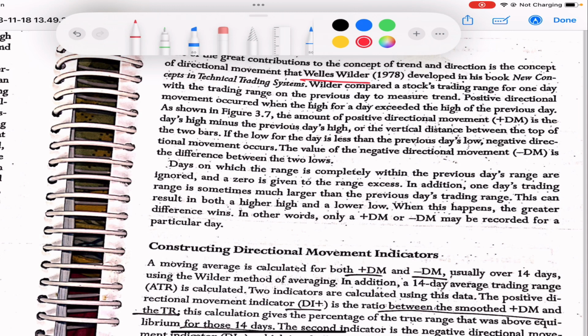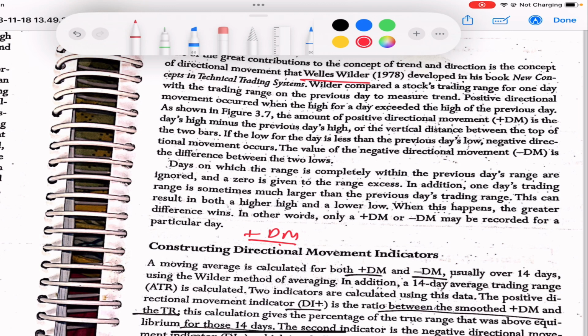There are two types of directional movement. There can be three types of directions, right? Either the price can go up, or the price can go down, or the price can be in the same range. For now, let's just consider the upward movement and the downward movement. What do you think the meaning of positive directional movement will be? Positive directional movement will just mean that today the price was more than yesterday.